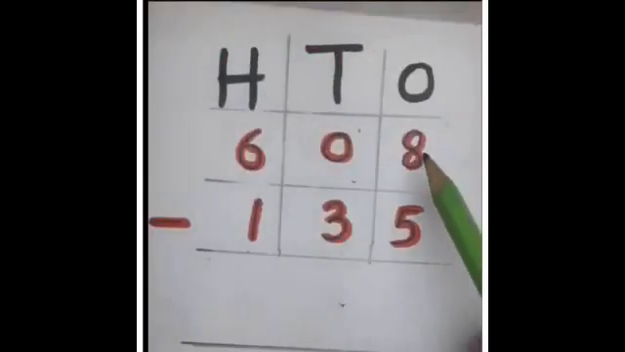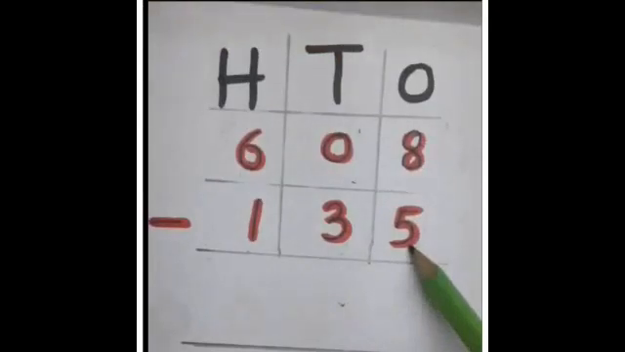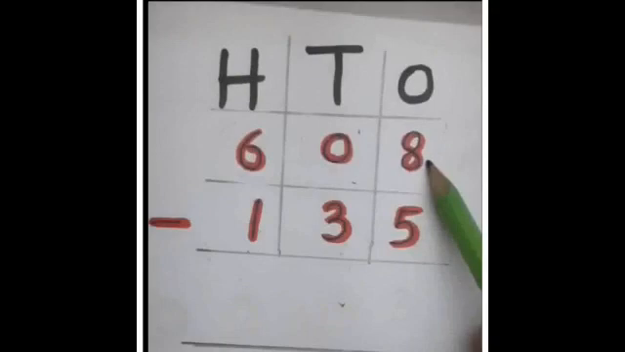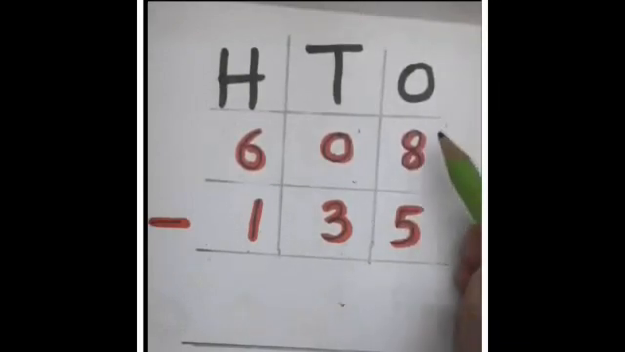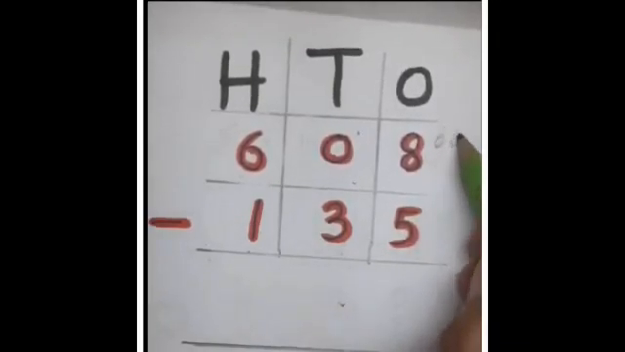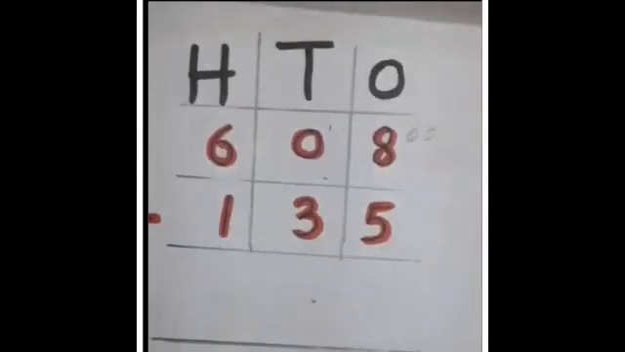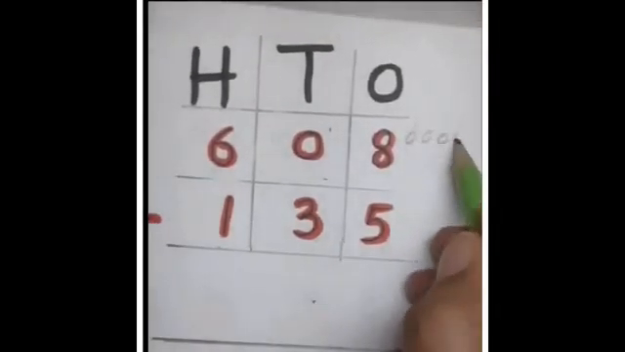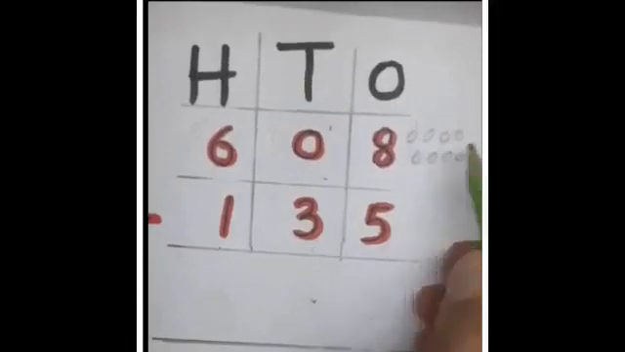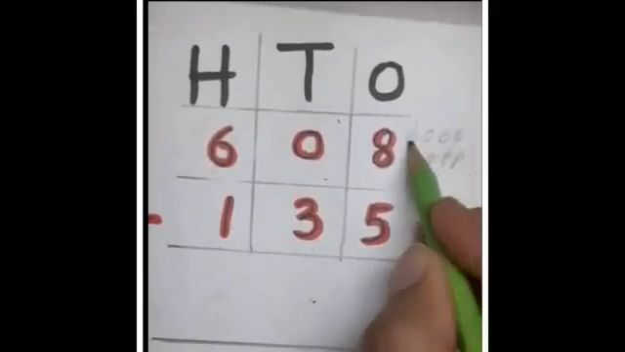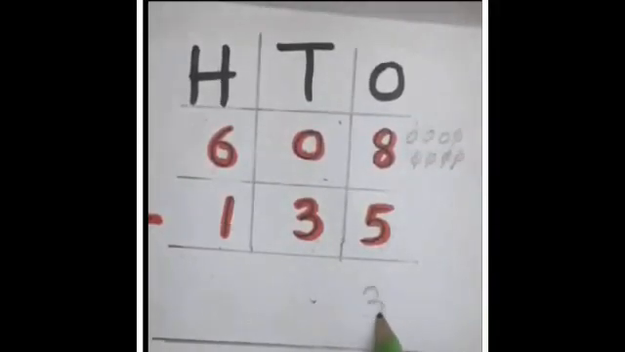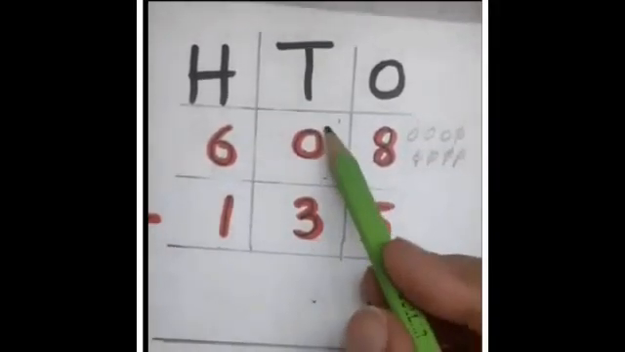As you know, always start working from the ones column and subtract the bottom digit from the top digit. You can see 8 is greater than 5. Now you can subtract both numbers. You can write the amount here of 8 or you can count on your fingers. 1 2 3 4 5 6 7 and 8. Now take away 5. 1 2 3 4 and 5, 3 are left. You can write here. Now move to the tens place column.